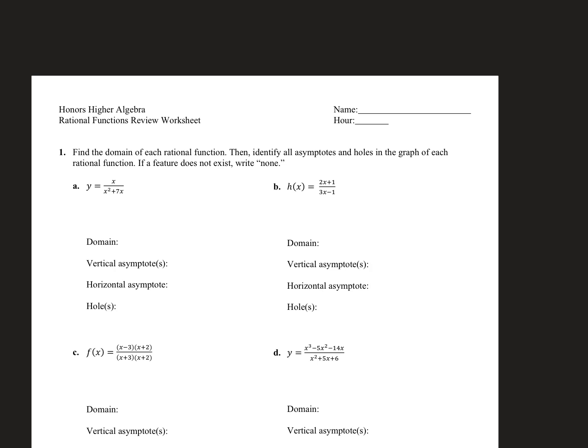Okay, Honors Higher Algebra, what I wanted to focus on for our very last day was rational functions. It was the most unusual cumulative test that we just recently took, where kids would get a straight A on the part about polynomial functions and just bomb this part. So clearly we need a little bit more practice on this.